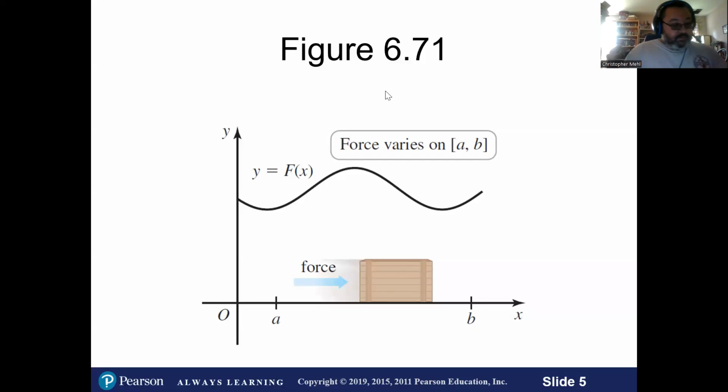Okay, so what we're going to do, like we usually do, is take our interval a to b and chop it up into n pieces. Each subinterval has width delta x, and we're going to look at each one. So we'll pick the kth subinterval and ask, what's the work done by our force over this tiny subinterval? What does that look like?